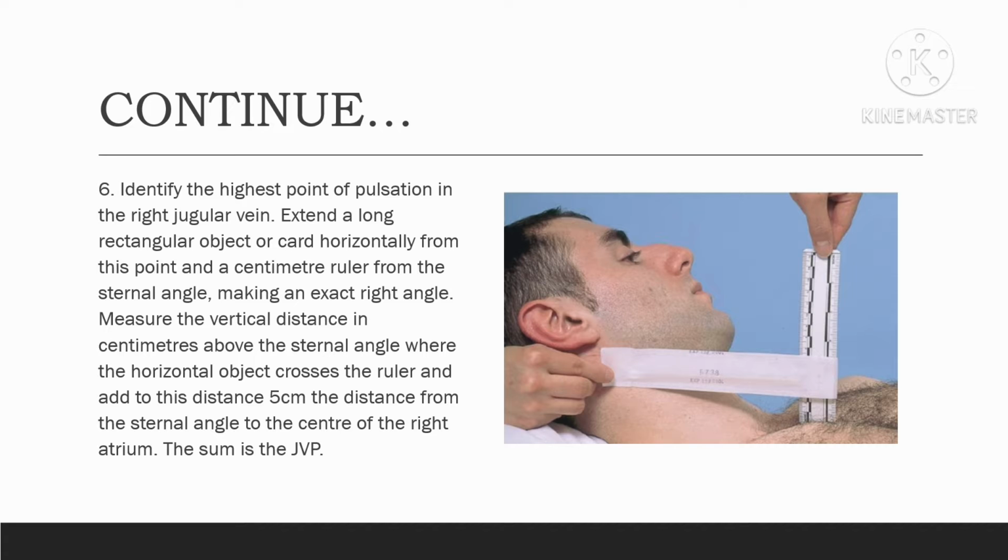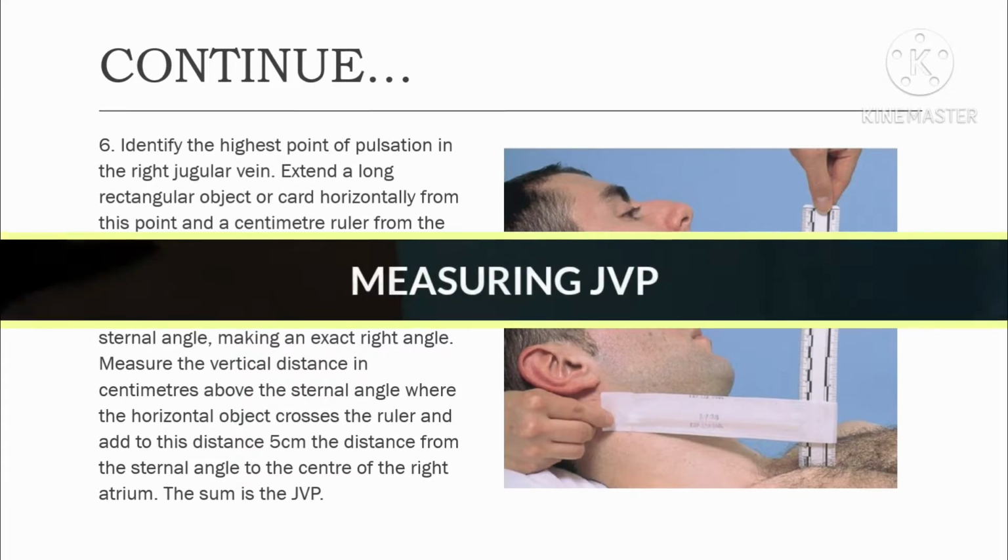Extend a long rectangular object or card horizontally from this point, and a centimeter ruler from the sternal angle, making an exact right angle. Measure the vertical distance in centimeters above the sternal angle where the horizontal object crosses the ruler, and add to this distance 5 cm, the distance from the sternal angle to the center of the right atrium. The sum is the JVP, or the jugular venous pressure.